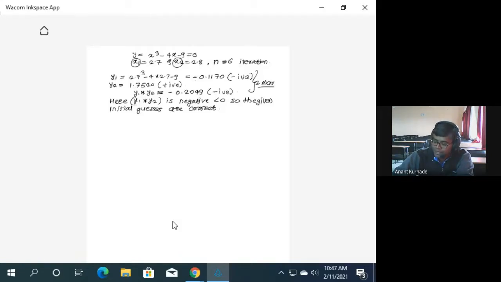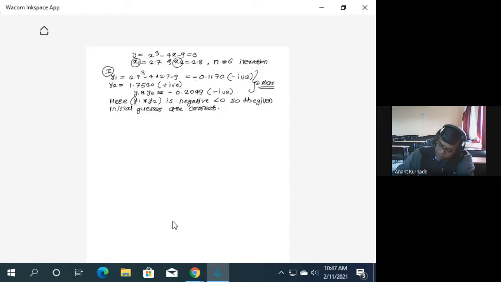It is very simple. How to check the convergence condition for the bisection method? You have given x1 and x2, find y1 and y2, check its multiplication. If it is negative, meaning less than 0, then we can say the given initial guesses are correct. Up to this you can get 2 marks. So this is your step number 1.